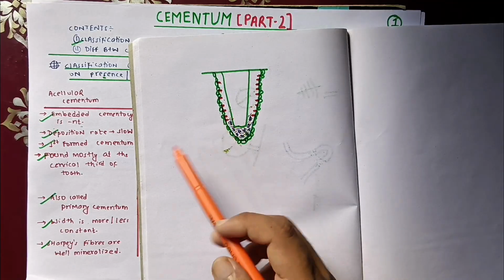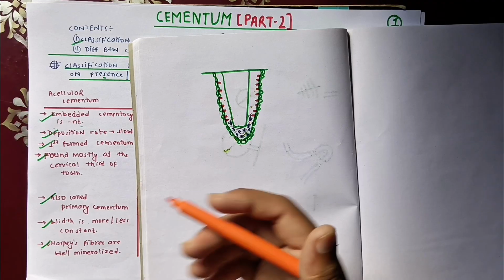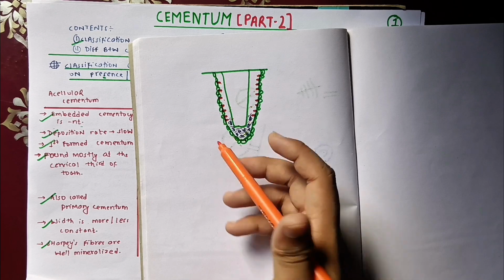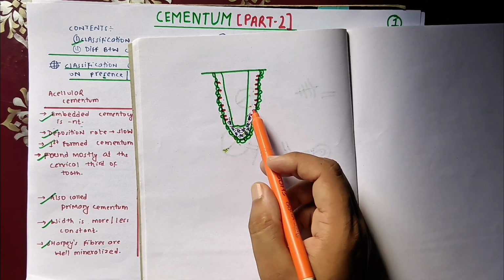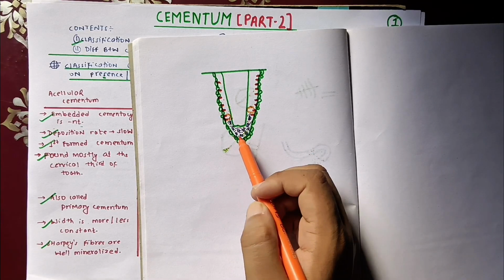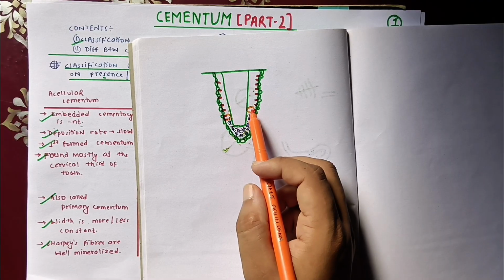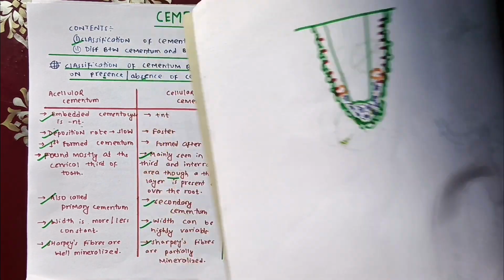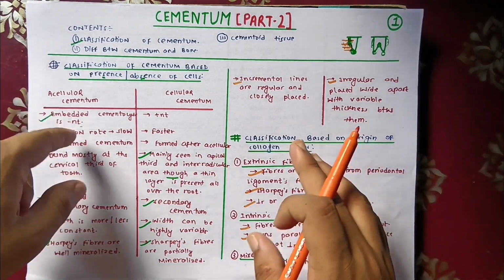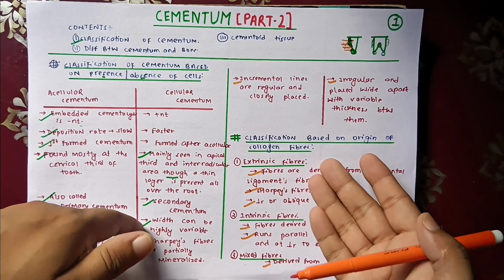Later in this video itself, I will be discussing the mixed fiber, mixed cellular mixed fiber cementum. At the boundary line between the extrinsic and the intrinsic fiber, there will be mixed fiber. I will discuss that later. So now we have a clear concept of acellular and cellular cementum, and also of extrinsic and intrinsic fiber.